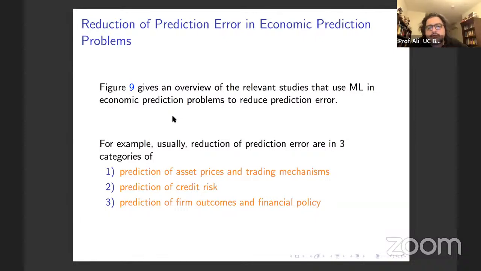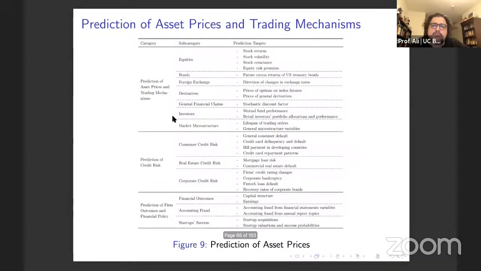Obviously a lot of applications aim at prediction error, for example in asset pricing and trading mechanisms, where you want to reduce the error because you are looking for out of sample prediction. The same applies in credit risk or other financial policy. Let me explain in more detail with this table. If your category is prediction of asset prices and trading mechanisms, and the subcategory is equity, you come up with a portfolio to reduce your out of sample prediction error and maximize your stock return. You want to predict, for example, volatility, covariance, equity premium, and similarly for bonds, foreign exchange, and derivatives.